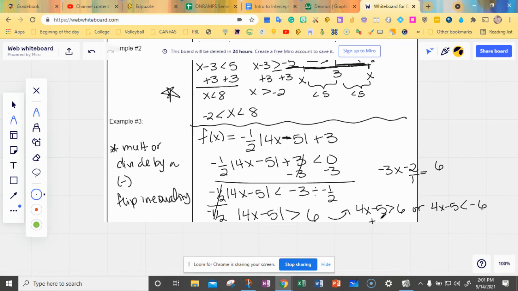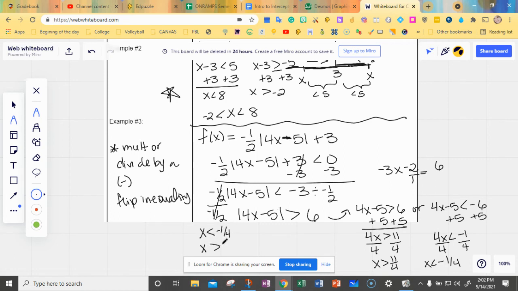So now I just add 5, get 4x is greater than 11, which means x is greater than 11/4. Or I add 5, I get 4x is less than negative 1, divided by 4, x is less than negative 1/4. So in this case, when I'm writing my domain, basically, as long as x is less than negative 1/4, or x is greater than 11/4.